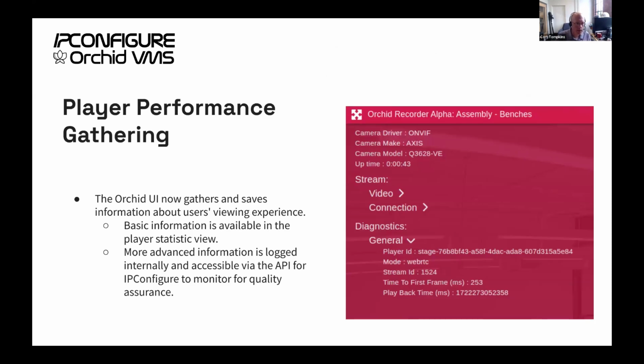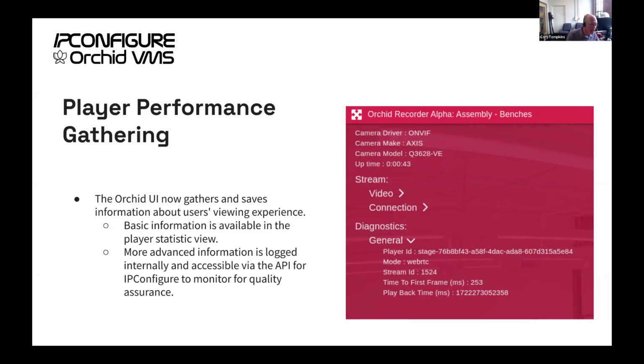This is another gradual feature that's had some enhancements in the 24.6 release. Player performance gathering. So the Orchid user interface now gathers and saves information about users' viewing experience. So basic information is available in the player statistics view. We'll take a look at that on the demo site here in a second. And more advanced information is also logged internally and accessible via the API.